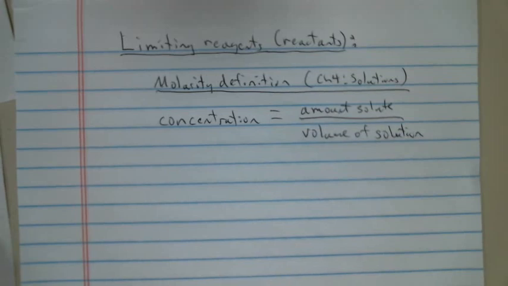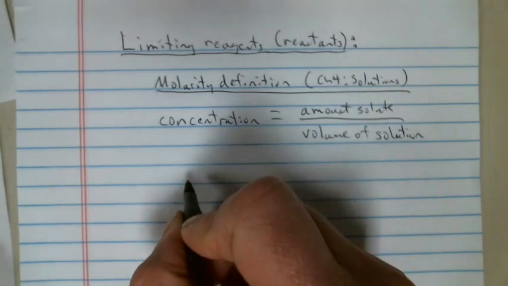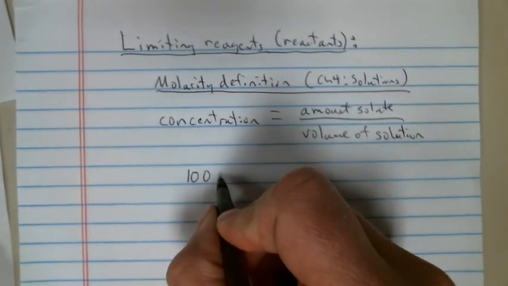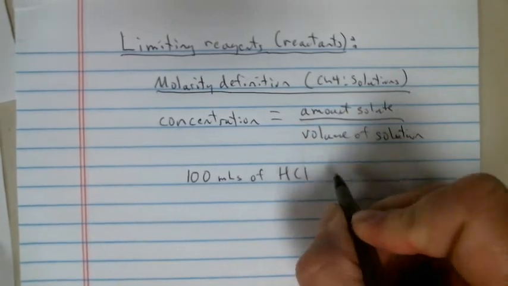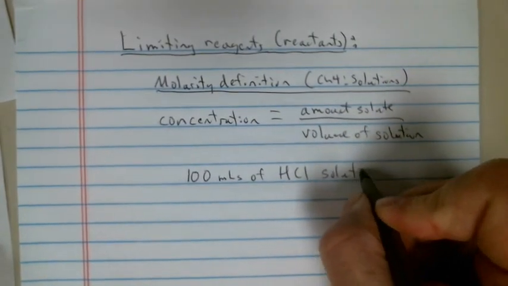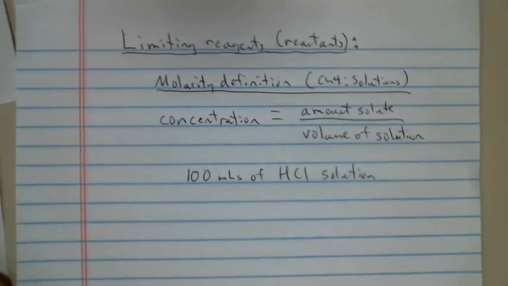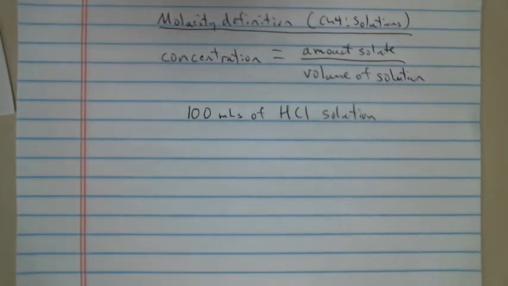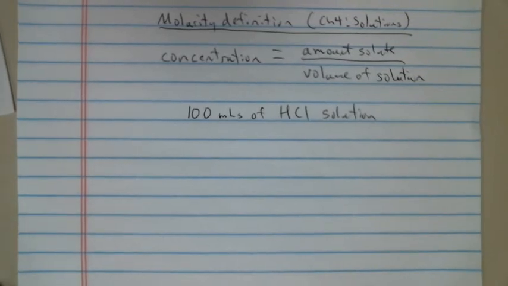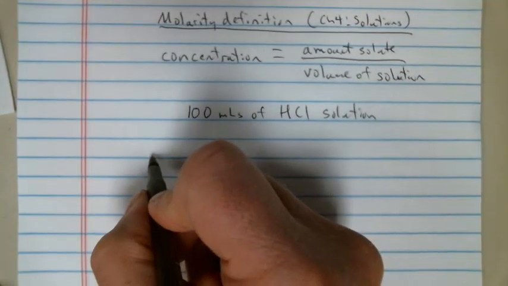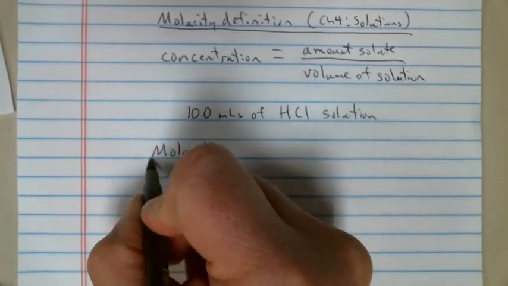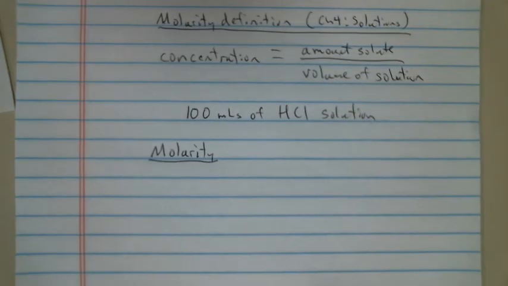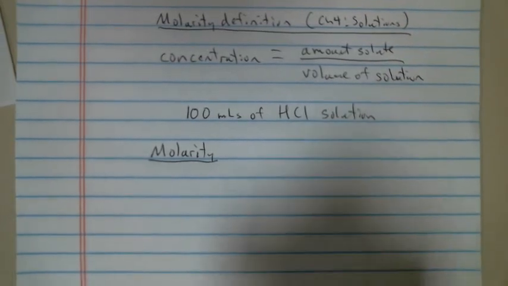And we wanted to know how much HCl we were using. We had 100 milliliters of this HCl solution, but that doesn't really tell us how much HCl is there. So we have to have a concentration unit. The one that we use is called molarity. I'm guessing most of you are familiar with it. It's the most commonly used concentration unit.